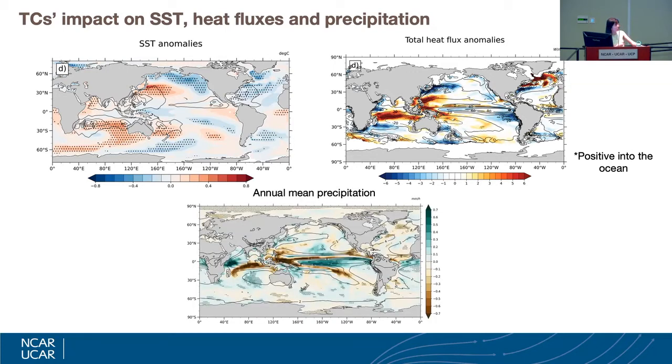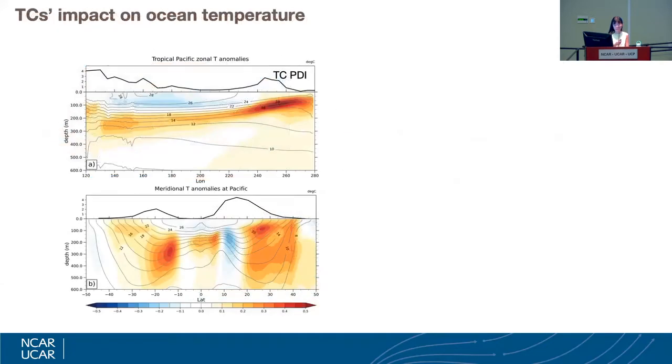And also some changes in precipitation, some drying in the Western Pacific and Indo-Pacific Ocean, and some wettening in the central to eastern equatorial Pacific. And there are some significant changes in the ocean subsurface temperature. So we find these tropical cyclones in the coupled model can induce this temperature anomaly pattern.